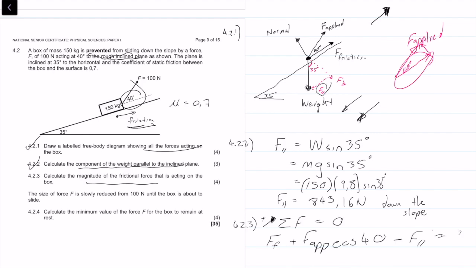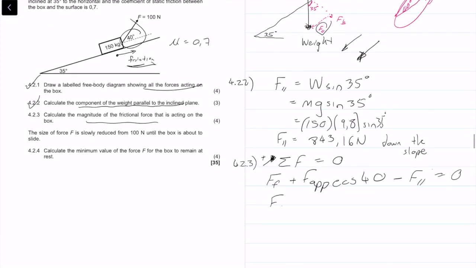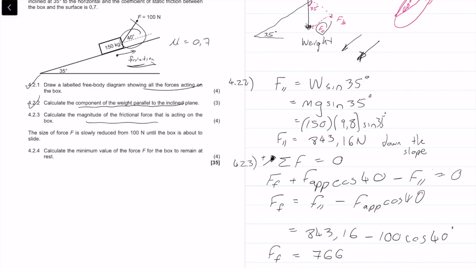is equal to 0. So we can say that the force friction is equal to our force parallel minus our applied force cos 40. We calculated the force parallel, which was 843.16, minus the force applied, 100 newtons cos of 40 degrees, and our force friction is equal to 766.55 newtons. We just want the magnitude, so we don't care about the direction. And we get ourselves 4 marks.